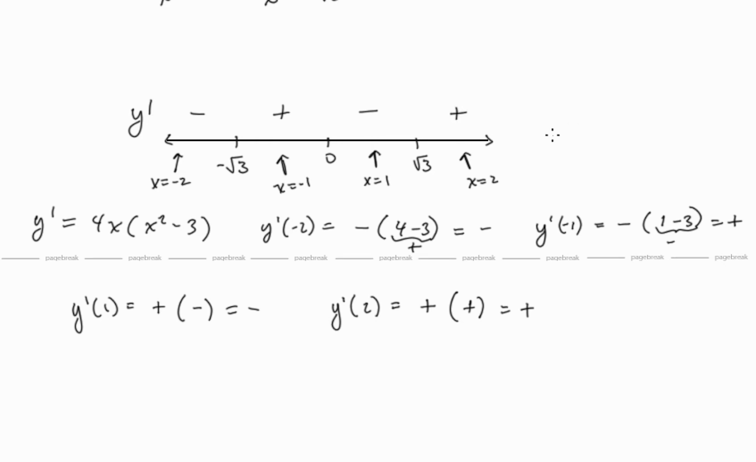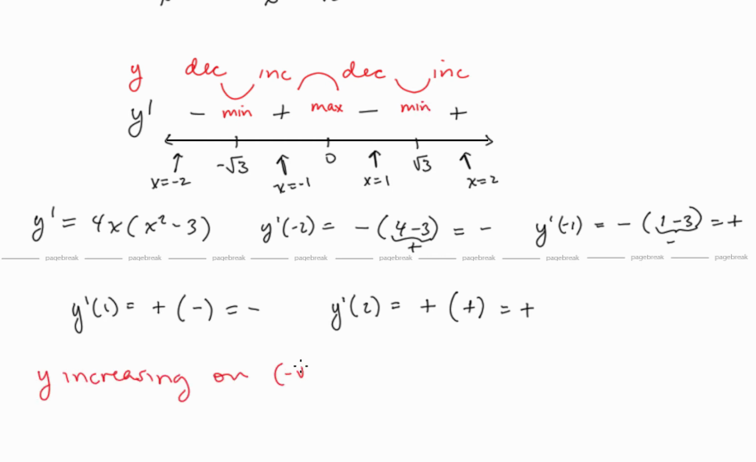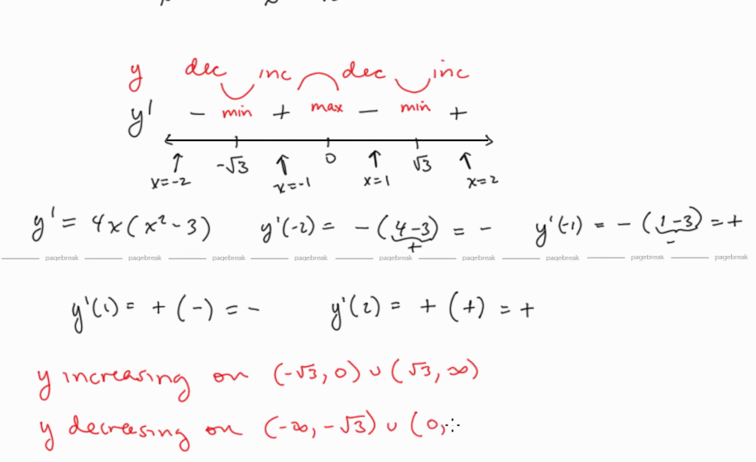So what does that say about the original y? It says that y is decreasing, then increasing, then decreasing, then increasing. Decreasing, then increasing gives us a relative minimum. Increasing, then decreasing gives us a relative maximum. Decreasing, then increasing gives us a relative minimum. So we have y increasing on (negative radical 3, 0) union (radical 3, infinity), and y decreasing on (negative infinity, negative radical 3) union (0, radical 3).